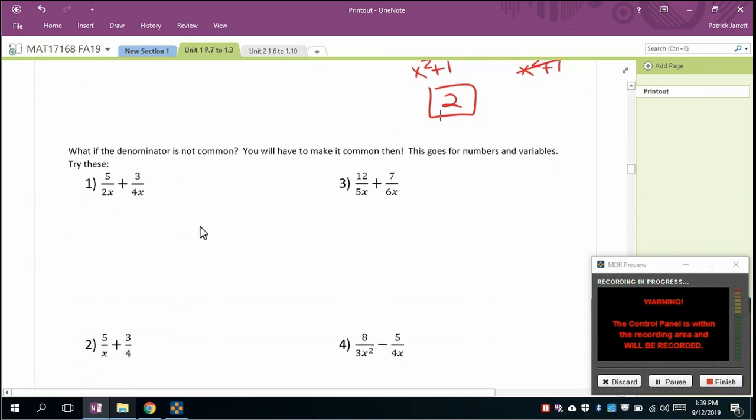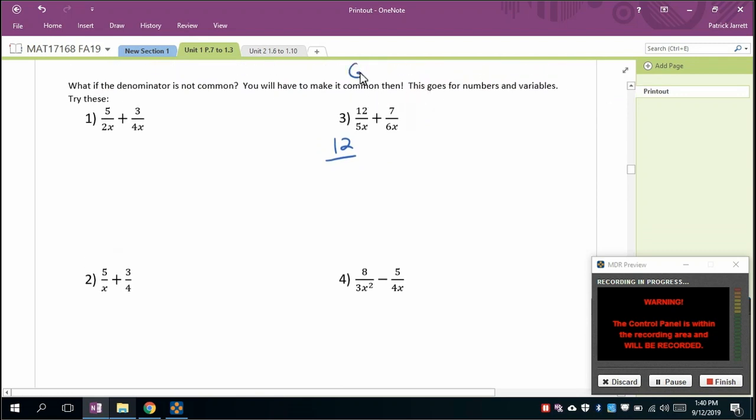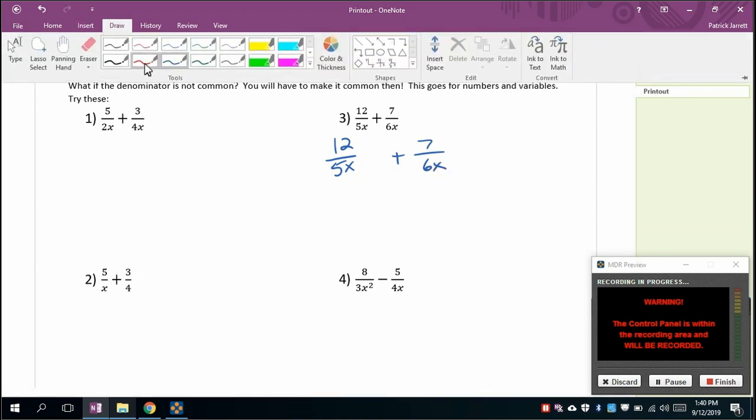Now, what if the denominator is not common? So what's going to happen here is you're going to need to have a common denominator. So you'll have done the first one or two of these in class, 5x and 6x. Now, we don't need to multiply any x's here, but between 5 and 6, it's going to be 30. So our GCF is going to be 30x for this one. 12 over 5x plus 7 over 6x.